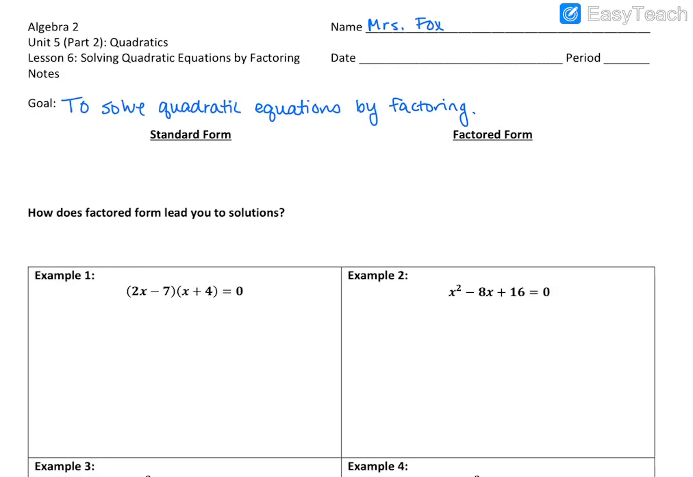So we're moving on to 5.6, which is solving quadratic equations by factoring. Our goal today is to solve quadratic equations by factoring. The big idea here is to understand the difference between what standard form looks like and factored form.